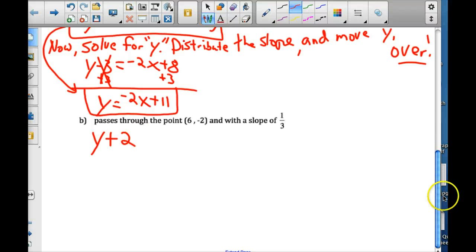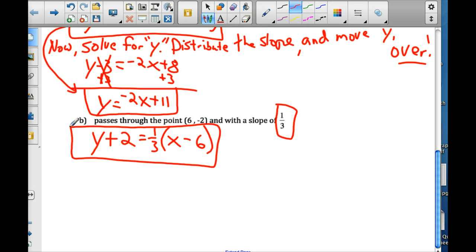Equals, keep going, Zuli, you're doing great. Equals 1/3 x. Say 1/3 times the quantity x minus 6. Done. Box that, people. We're halfway home. That's point slope form.